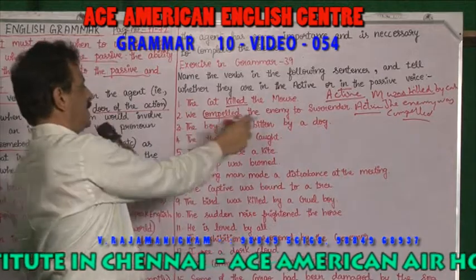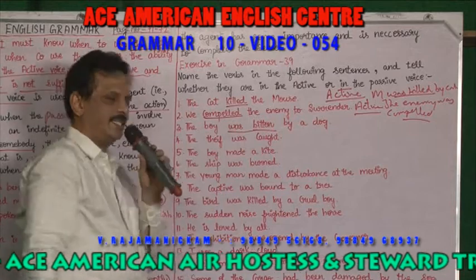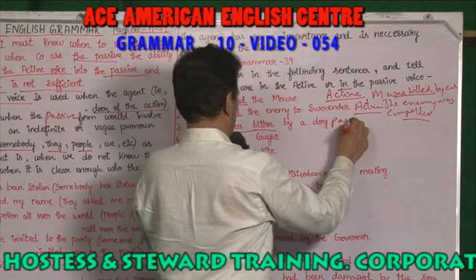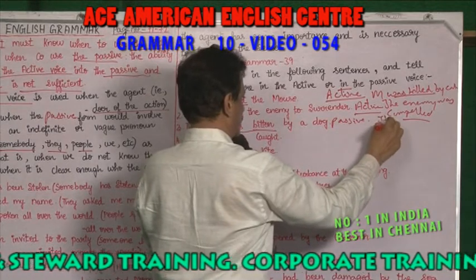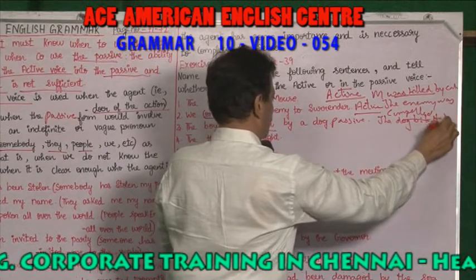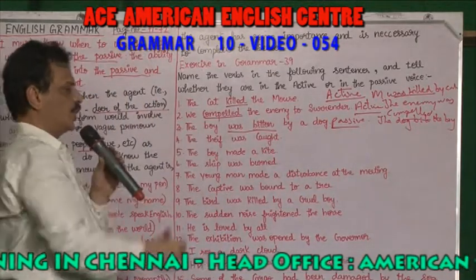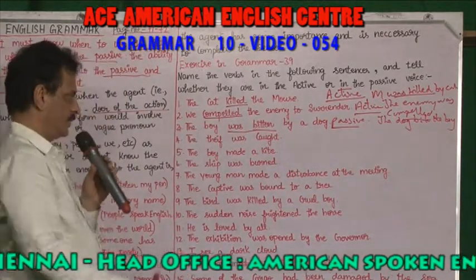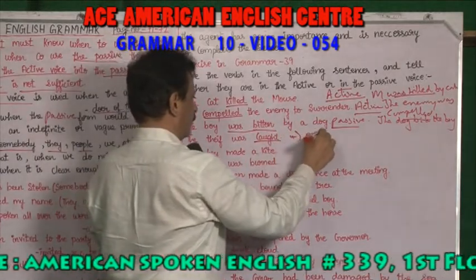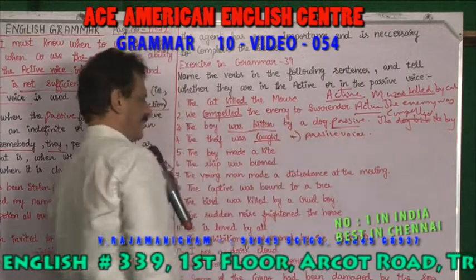The boy was bitten by a dog. Was bitten. Is it passive or active? Passive voice. What is the active voice? The dog bit the boy. Bit the boy becomes active voice. So this is passive. Number four, the thief was caught. Active or passive? Passive. Yes, fourth is passive. What is the active voice? Somebody caught the thief, right?